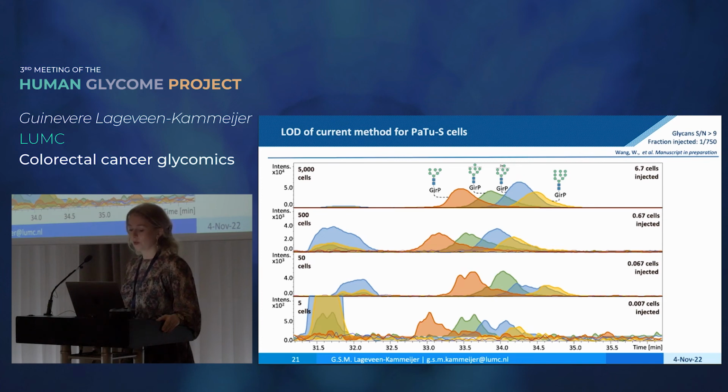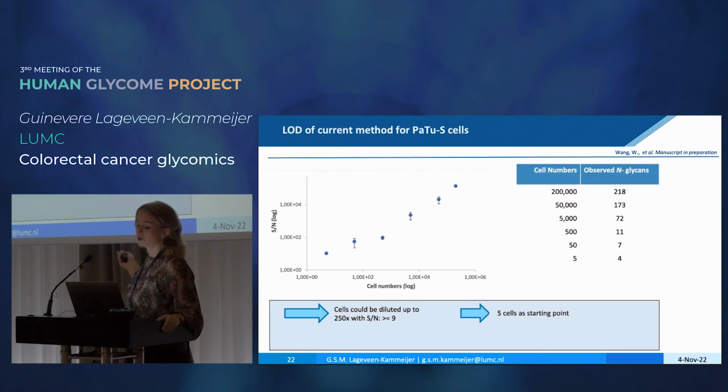After this, we were thinking, can we really push it to 1 cell? Also, what you should take into account is that if you have a lot of cells, you see a lot of glycans. We saw more than 200 glycans. If you go down, it's nice, but you see less. You only see the most abundant ones. So there is always a balance to find in what you still want to see.